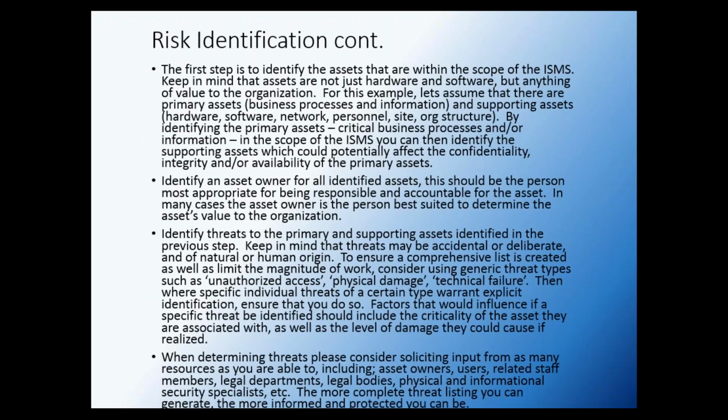So in this method, the first step is to identify the assets that are within the scope of your ISMS, keeping in mind that assets are not just hardware and software, but anything of value to the organization. For this example, let's assume that there are primary assets, which we'll call business processes and information, and supporting assets, which would be hardware, software, network, personnel, physical sites, organizational structure, etc. By identifying the primary assets, which would be the critical business processes and/or information in the scope of the ISMS, you can then identify the supporting assets, which could potentially affect the confidentiality, integrity, and/or availability of your primary assets.